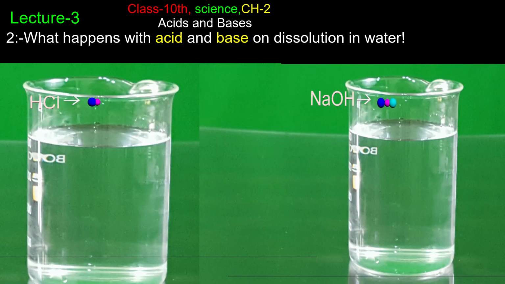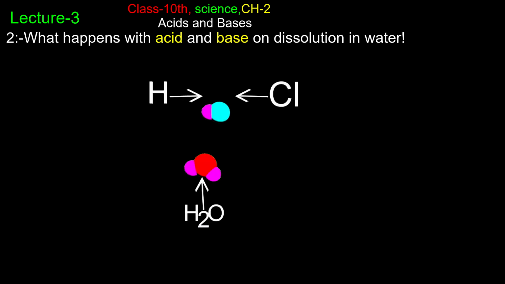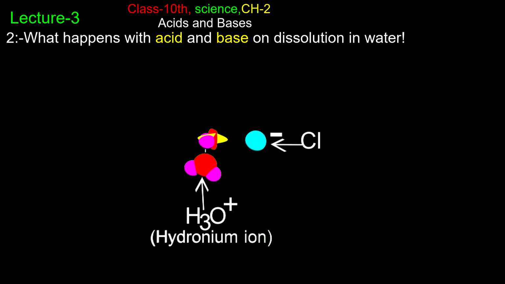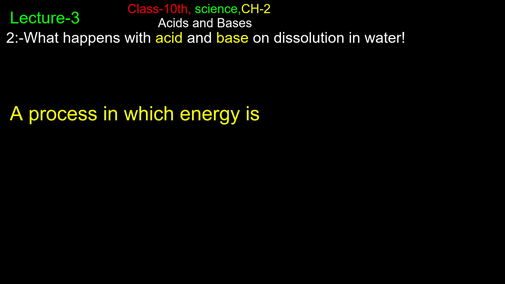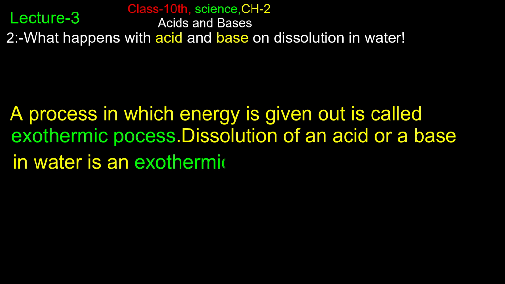Here also we observe that on mixing acids or bases in water, heat is evolved. Temperature rises on adding water to acids or bases because they ionize in water, and heat is released when these ions get hydrated. A process in which energy is given out is called exothermic process. Dissolution of an acid or a base in water is an exothermic process.